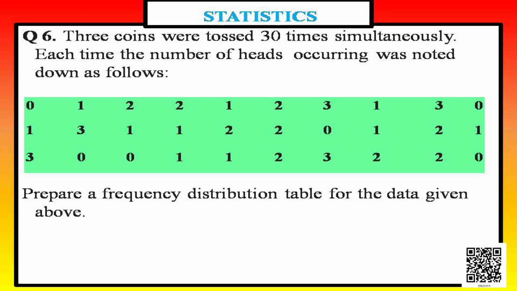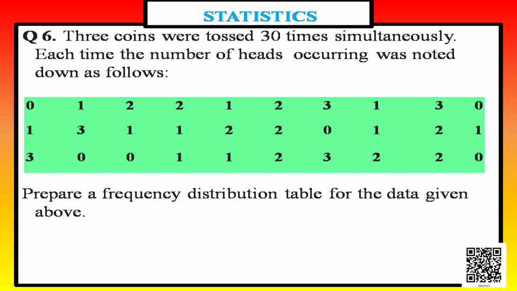Question number 6 says 3 coins were tossed 30 times simultaneously. Each time the number of heads occurring was noted down as follows, and a few numbers are given here from 0, 1, 2 and 3. These are the range of the numbers, and then they ask: prepare a frequency distribution table for the data given above. So let us solve the sum.